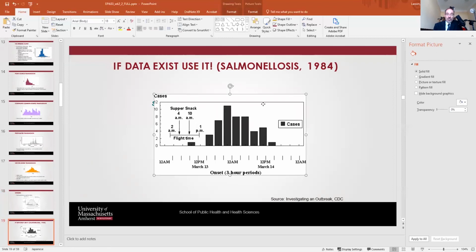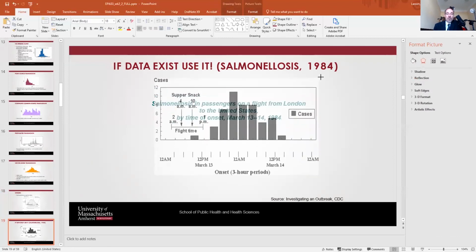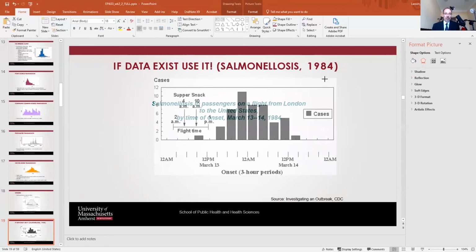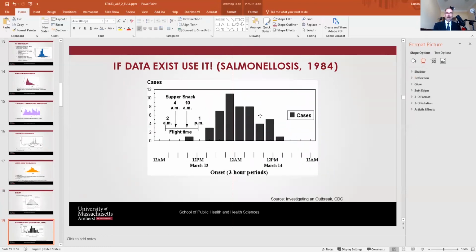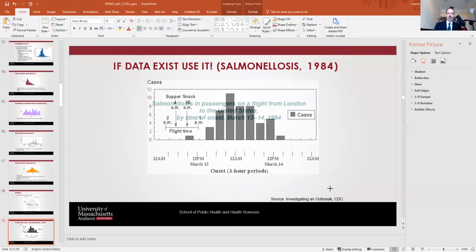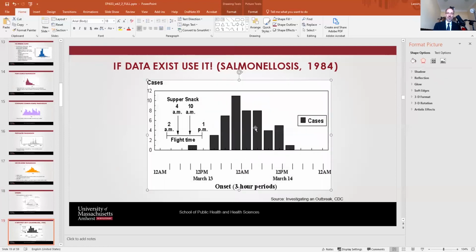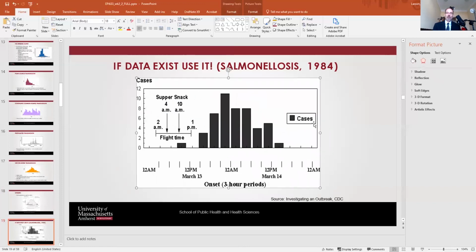If data exist, my personal professional view is that they should be used. You collect data of any kind, definitely get it out there. Unless it's fake data, then definitely don't get it out there. But none of us would ever do that because that's bad. Definitely no one do that.